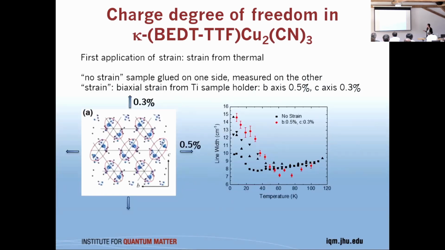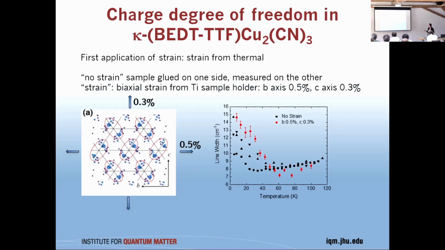What we are now trying to do is apply strain to this system. We are developing strain, and it's not easy. The first thing we started to do was apply strain from the sample holder, because we know that organic conductors contract really a lot. Depending on the sample holder, copper or titanium, the contraction is much less, so at low temperatures you can stretch the sample. This was actually 2D. You can also do 1D, uniaxial strain, depending on how you do the system.